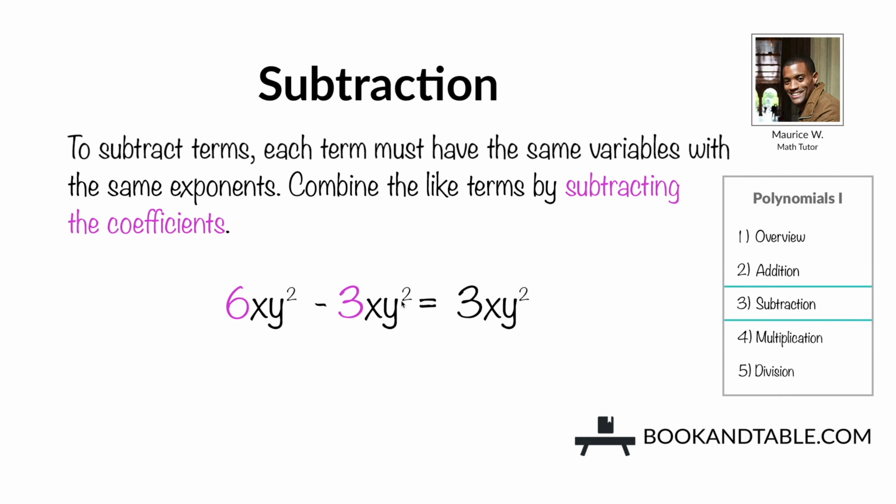But if the exponent of both y's were 2, then we would have the same variables with the same exponents. So then we can combine by subtracting the coefficients. 6 minus 3 to give us 3xy squared. And remember, since we're multiplying these terms, the variables do not need to be in the same order. So we could get 3y squared x, and that's a like term to 6xy squared. You'd have the same variables with the same exponents, and it's multiplication, so the order in which you are multiplying them does not matter. So keep that in mind.